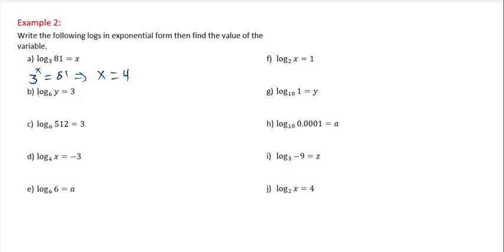The second one, log to base 6 of y equals 3. Okay, let's convert it into exponential form. It will be 6 to the power 3 equals y. That means y equals 6 multiplied by itself 3 times. You can use a calculator to find out the value. Afterwards, we have C. I have here log to base a of 512 equals 3. It means a to the power 3 equals 512. Here I can use the cubic root. It means a equals 8.